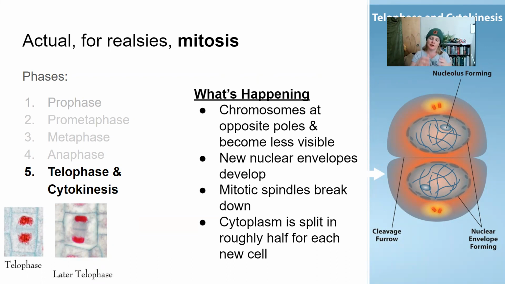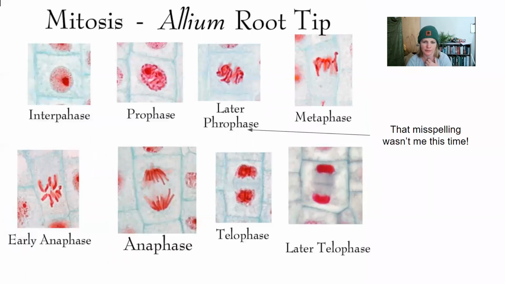And then in cytokinesis, the cytoplasm is split in about half-sies for each of the new daughter cells. In animal cells, we see this cleavage furrow as the new cells start to pinch off. In plants, we see a cell plate, which I think is happening here.